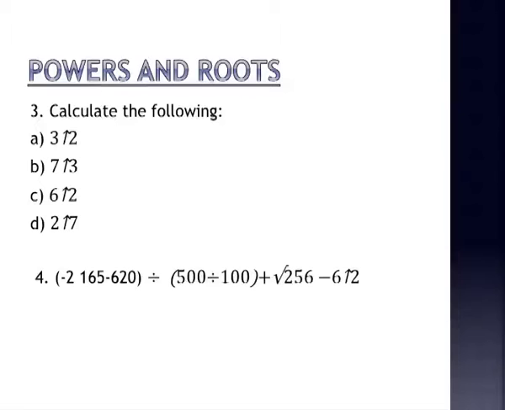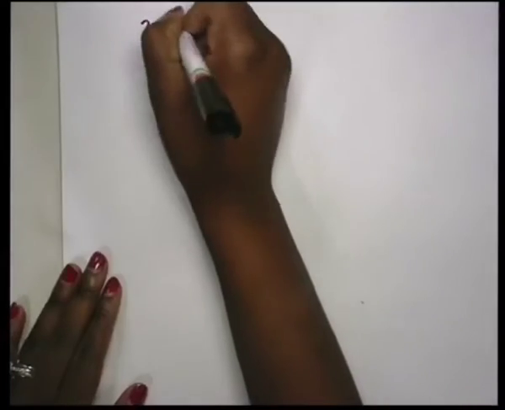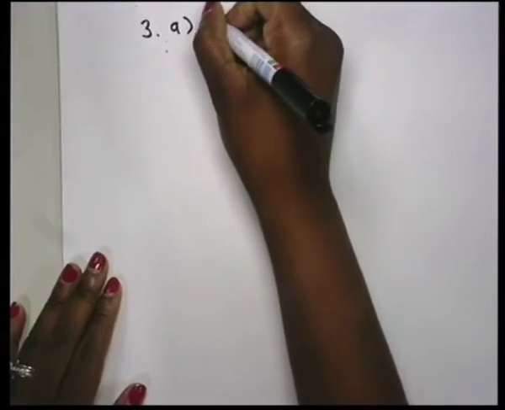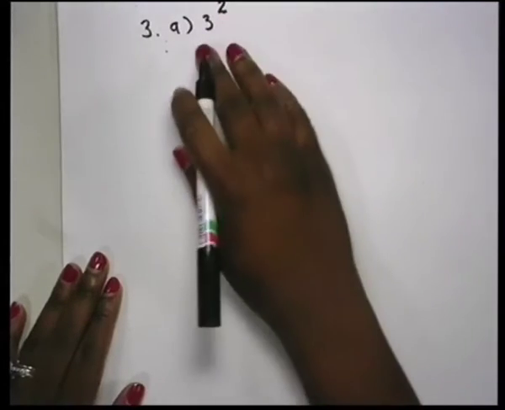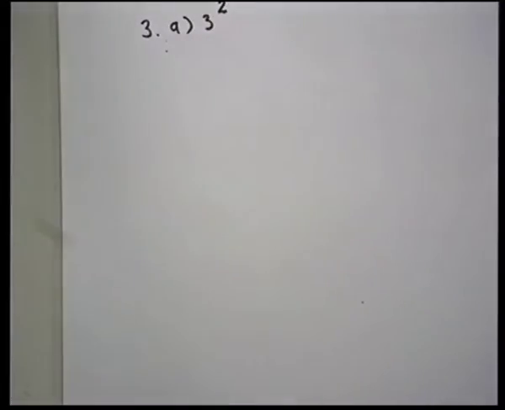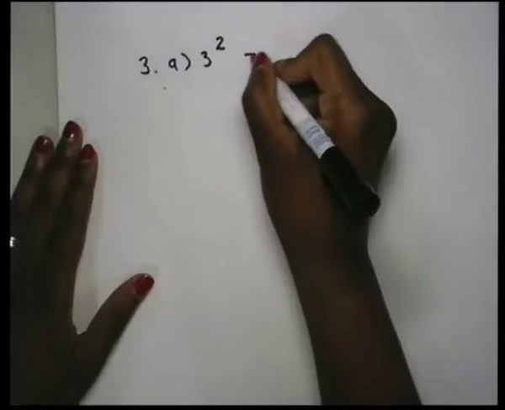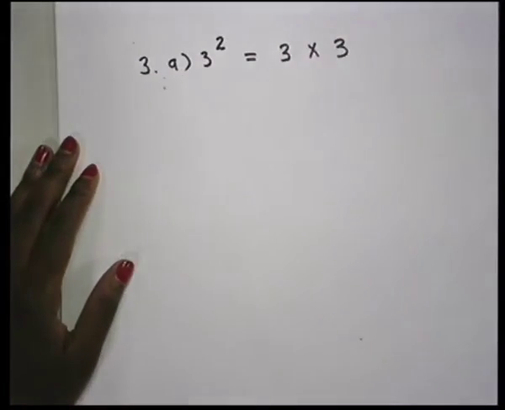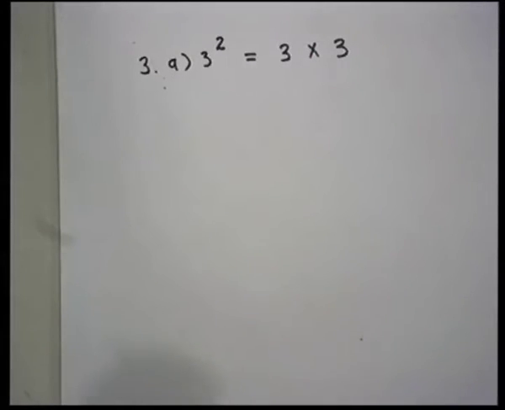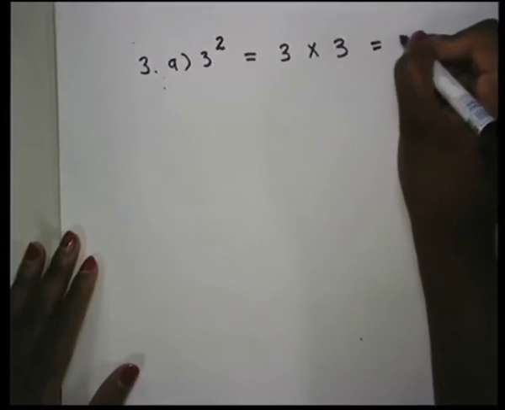Powers and square roots. Question number 3. Calculate the following. 3 to the power of 2. Now practically, what does to the power mean? In this case, 3 to the power of 2 means 3 times 3. Now 3 times 3 is very simple. 3 times 3 is equal to 9.